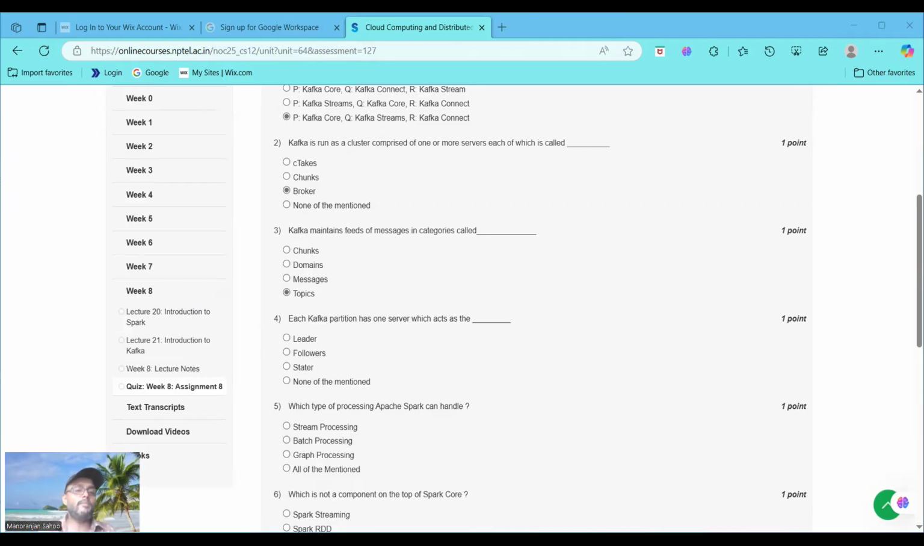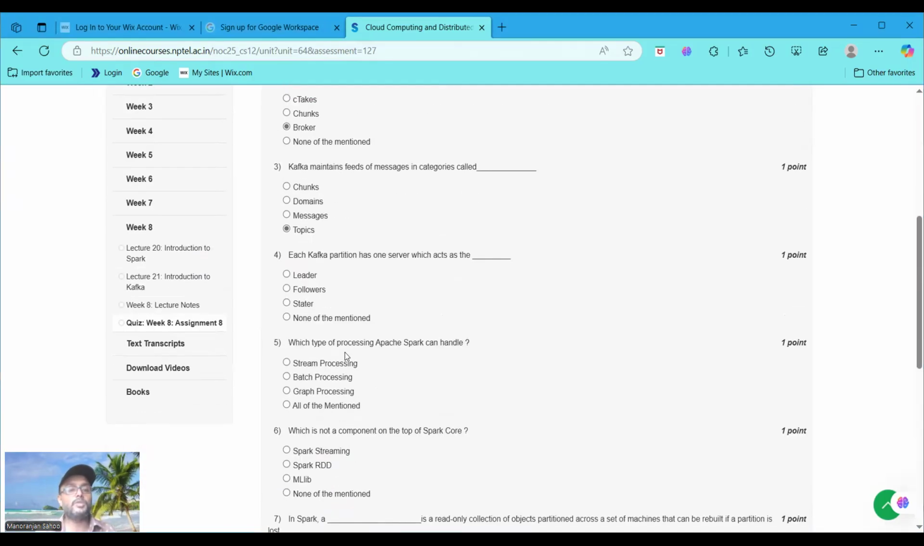Why are options A, B, and C incorrect? Because there is no such category in Kafka. In option D, note to verify if topics was in the original. That's why we choose topic as the appropriate answer. Now moving to question number 4. Each Kafka partition has one server which acts as a leader.